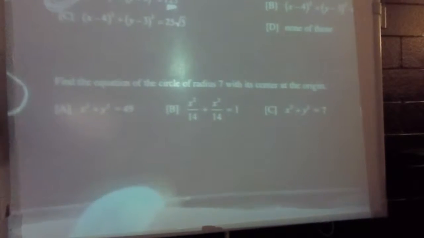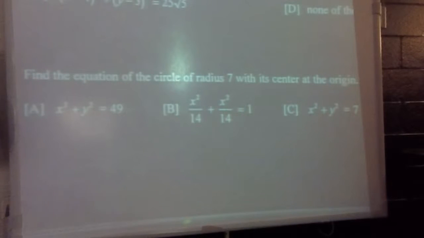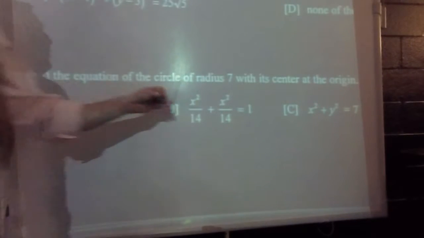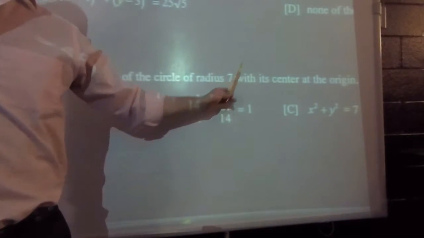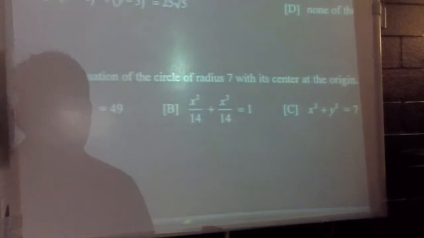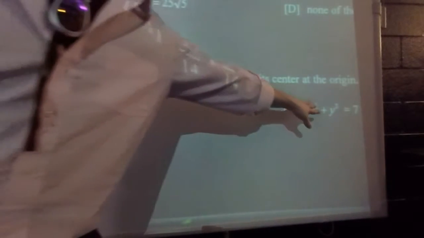And lastly, going back to where we started. Find the equation of a circle with radius 7 and the center is the origin. If the center of the circle is the origin, what is the left side always going to look like? X squared, y squared. X squared and y squared, and that's it.